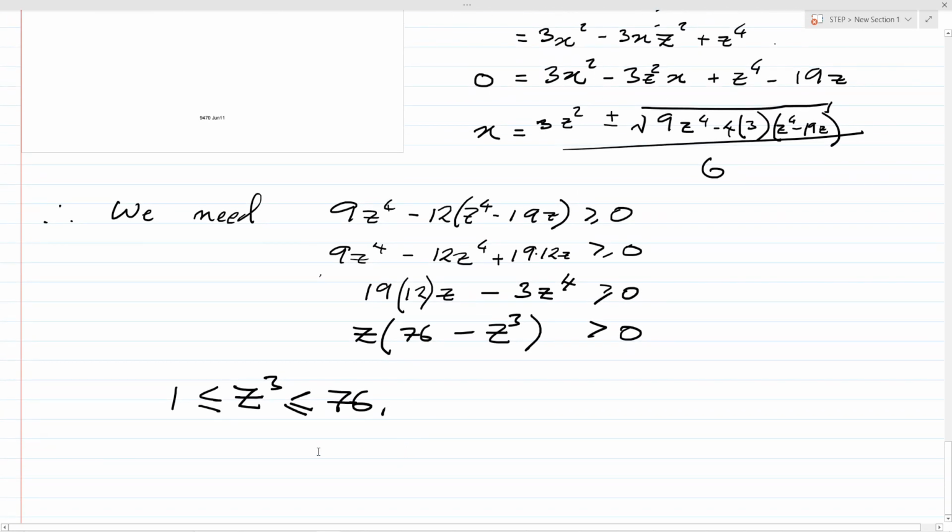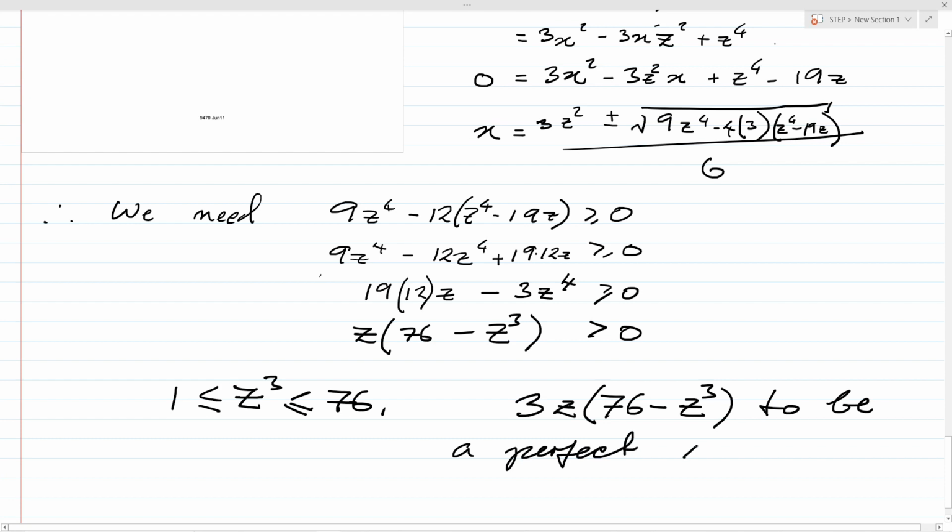Right, and the other condition is we need this other thing, 3 times z multiplied by 76 subtract z cubed. You notice we've taken a factor of 3 out, but we need the whole thing to be a perfect square. So this is the discriminant simplified: 3z times 76 subtract z cubed to be a perfect square, which means it's an integer.